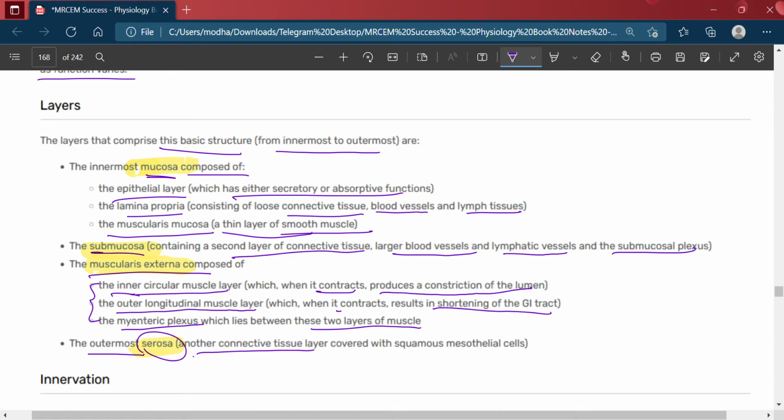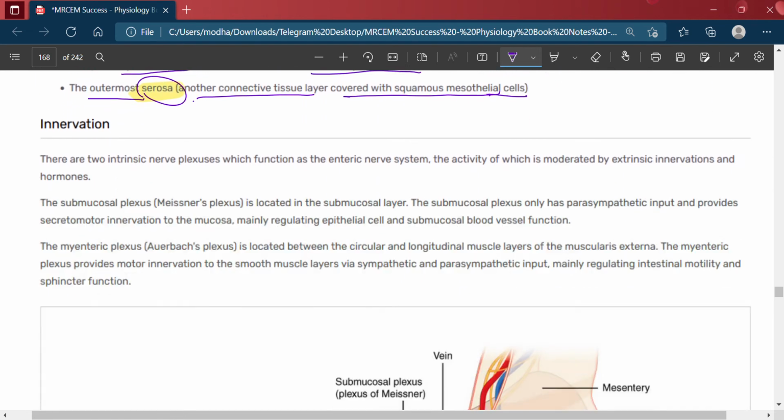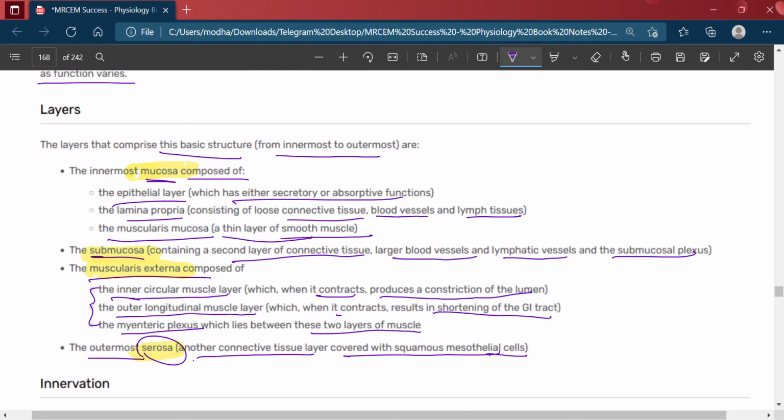It is covered with squamous mesothelial cells. So these are the layers of the gut, the basic structure from the innermost to the outside.